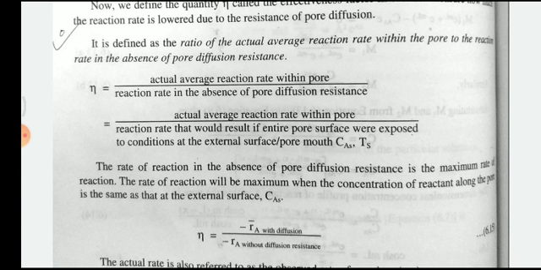So simply said, efficiency is equal to minus RA bar with diffusion divided by minus RA without diffusion resistance. The rate of reaction in the absence of pore diffusion resistance is the maximum rate of the reaction.